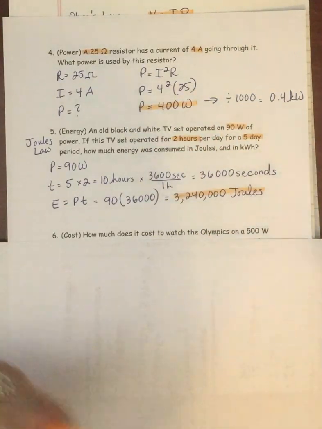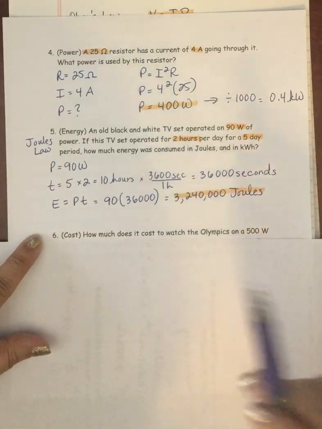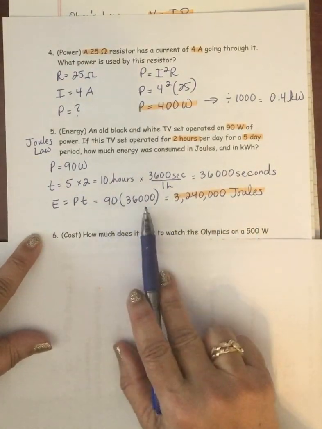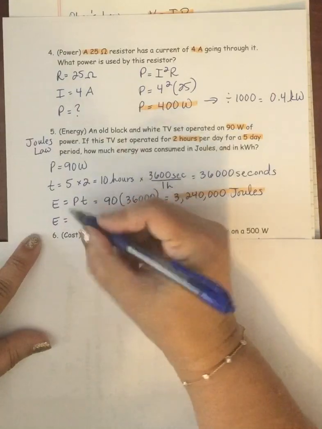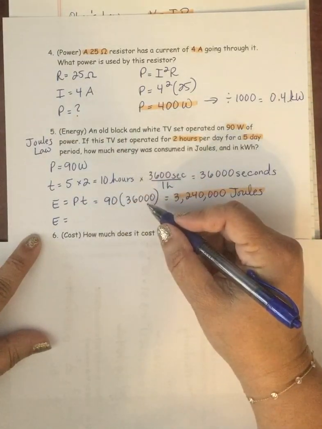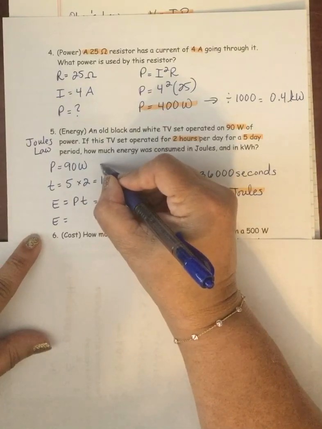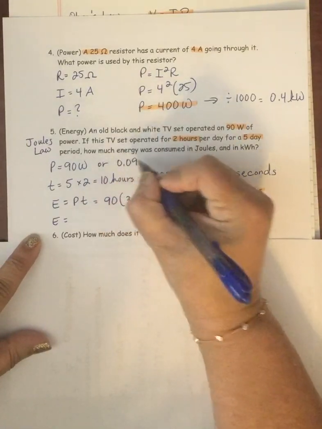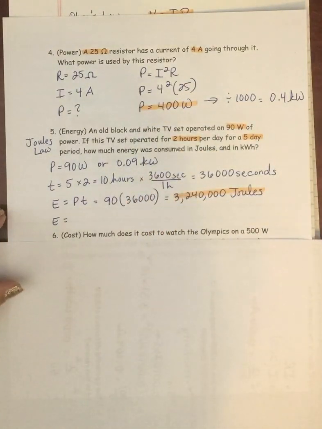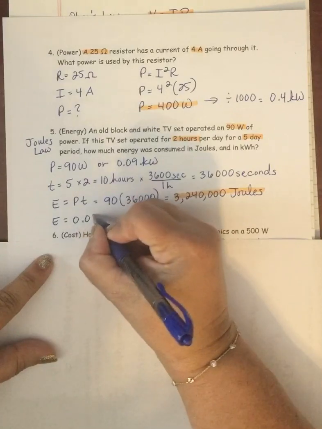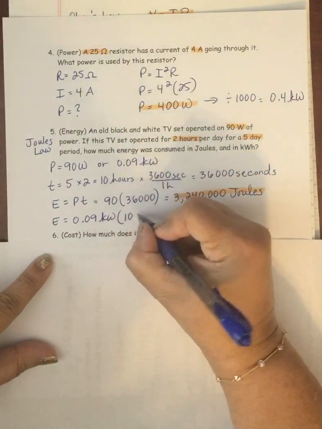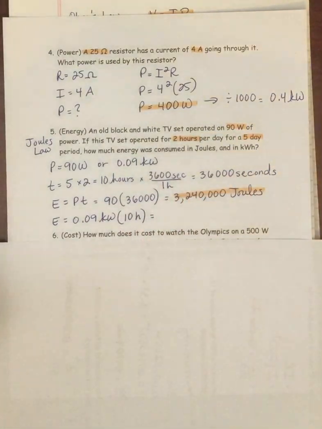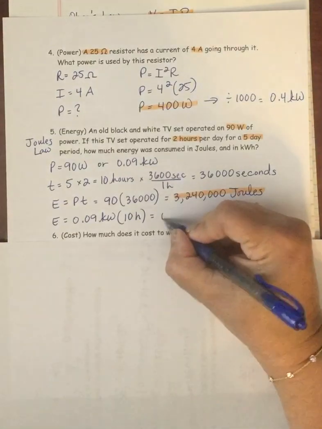We want the energy to also be found in kilowatt hours. So where the joule is a product of watts and seconds, the kilowatt hour is a product of kilowatts and hours. So 90 watts is the same thing as 0.09 kilowatts. You divide by 1,000. So we have 0.09 kilowatts times 10 hours gives you 0.9 kilowatt hours.